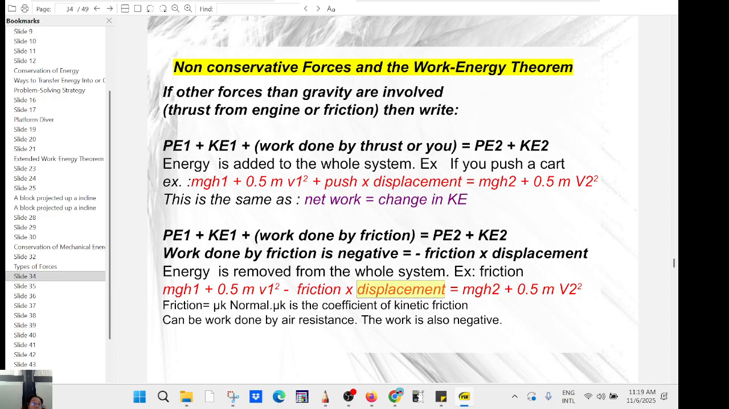And if you put work into it, maybe you are burning fuel, then it will be the work done by the fuel or the work done by you, and you add to the reservoir. You take away from the reservoir, you add to the reservoir, and that will be the final reservoir. If there is no non-conservative force, then you don't add and you don't remove.